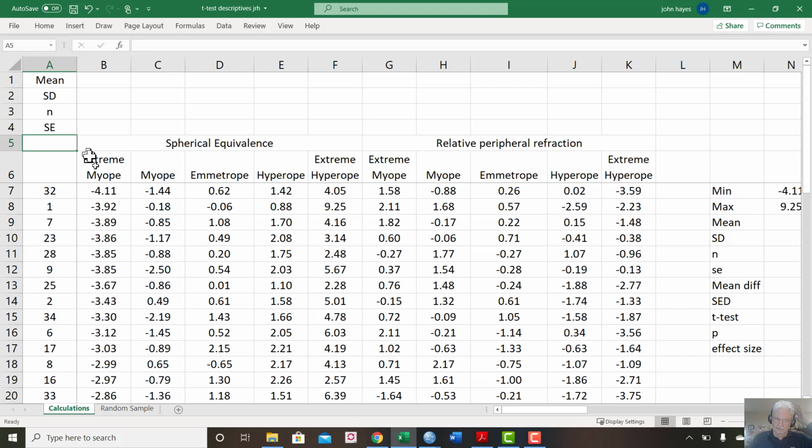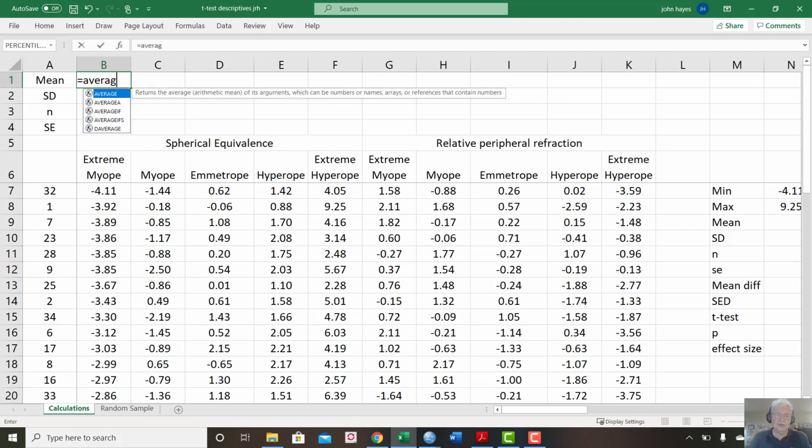All right, so how do we calculate a mean? Let's do it for this first column here, extreme myopes. And remember, again, every function you start with an equal sign. Now, I'd like to be able to type mean, but unfortunately, for some reason, a long time ago, Excel used the word average, and they have used that ever since. So I'm going to put in the word average.